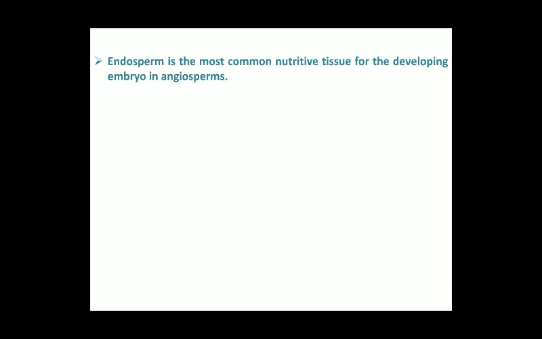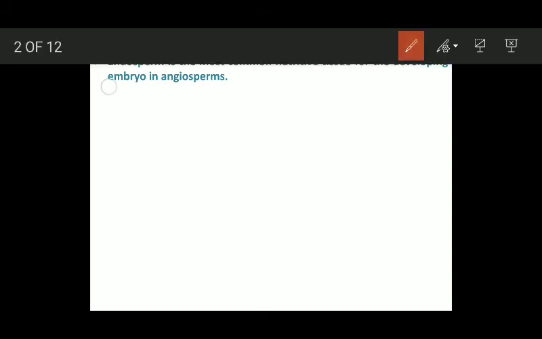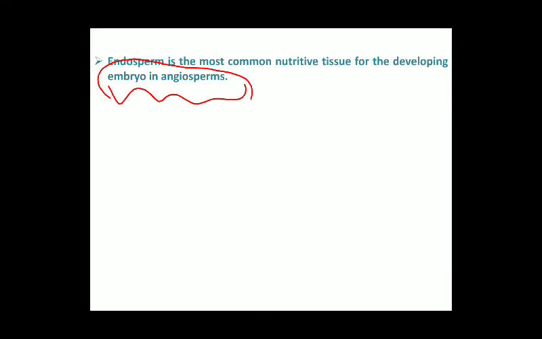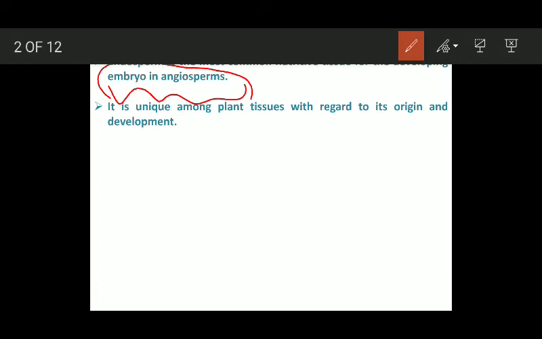Endosperm is the most common nutritive tissue for the developing embryo in angiosperms. That means in the majority of angiosperms, the nutritive tissue is composed of the endosperm. Endosperm is a nutritive tissue which develops from primary endosperm nucleus. In terms of both its origin as well as development, the endosperm is unique in the angiosperms. It is a unique tissue with respect to its origin as well as development.